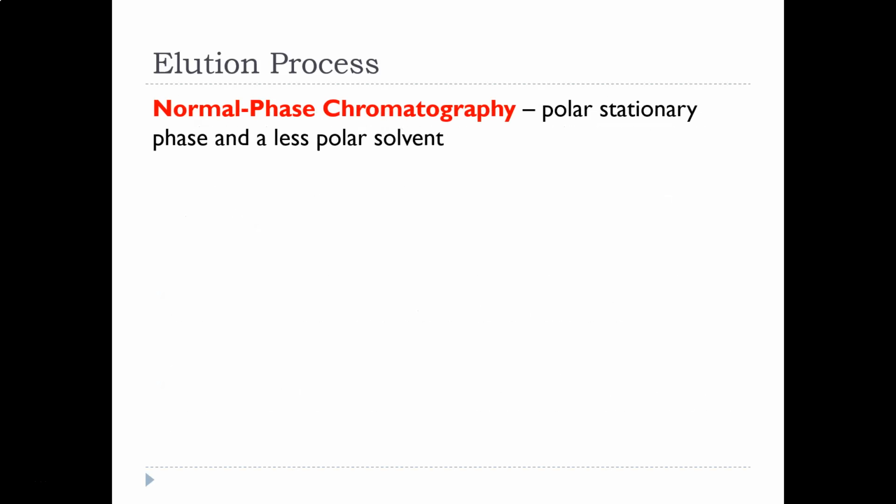So the types of chromatography. What is called normal phase, and this is again HPLC specific, normal phase chromatography for HPLC is that the stationary phase is polar and the solvent, the mobile phase, is less polar, so closer to being nonpolar.